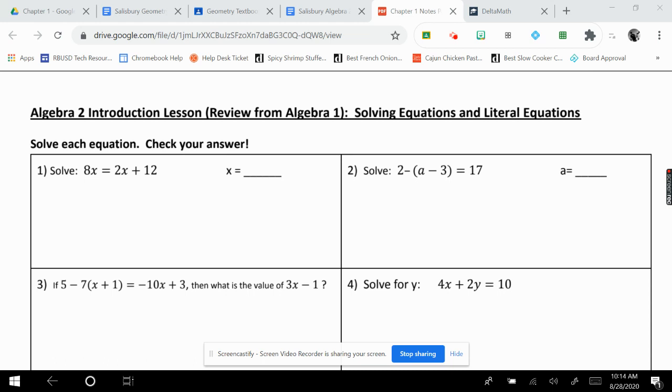All right, here we go. First lesson of the year. It's going to be Algebra 1 review.